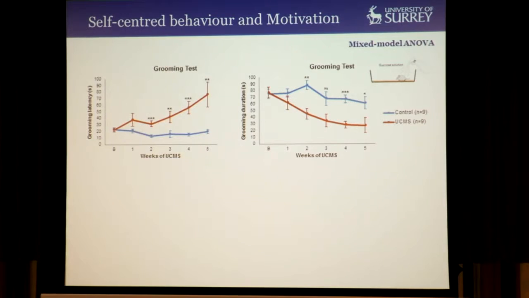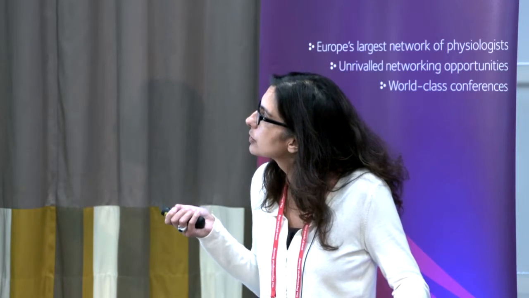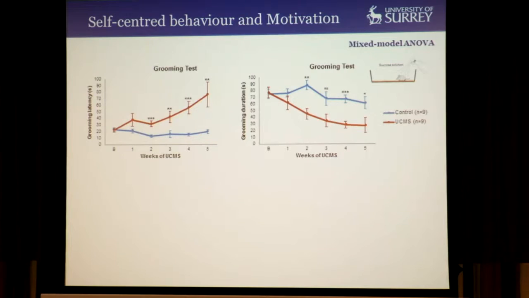You can also further look at self-centered behavior by trying to see whether you can induce grooming behavior. So we are spraying a 10% sucrose solution and looking at how fast the mouse starts to groom, to lick away the sucrose. You can see that the control group is quite fast, while the UCMS group is increasing its latency to lick. And you can also see that the grooming duration is significantly reduced in the UCMS group.